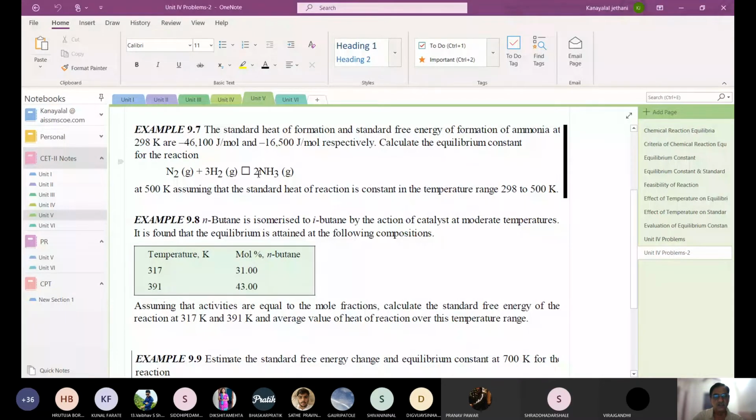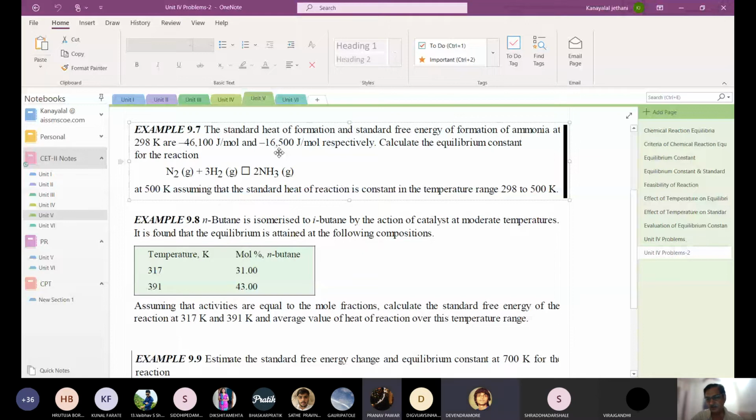See, standard heat of formation of ammonia is given. How much is it? Standard heat of formation of ammonia? Minus 46100 joules per mole. Minus 46100 joules per mole, right? And standard free energy of formation of ammonia? Minus 16,500, right? And what is the standard heat of formation of nitrogen and hydrogen?